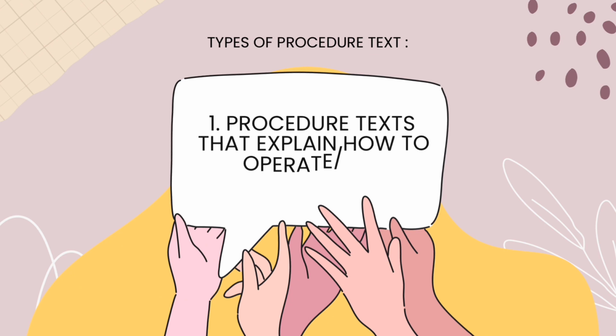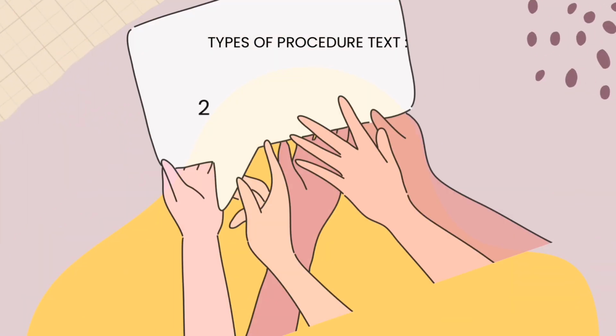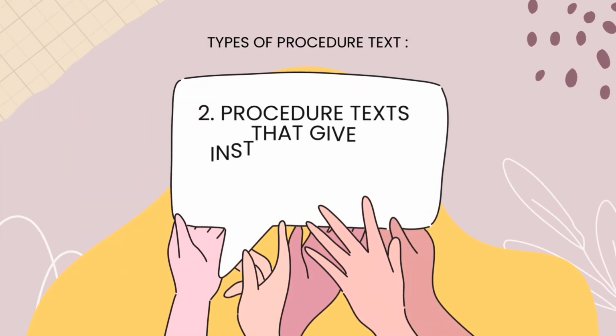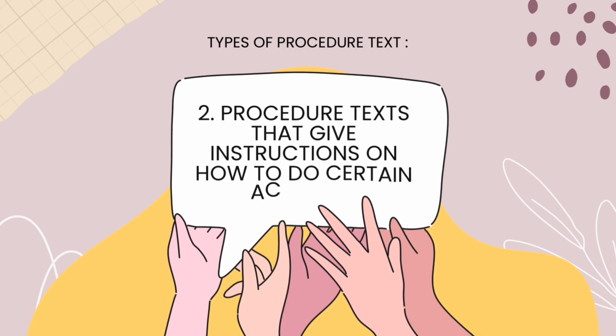Procedure texts are divided into two types. First, procedure texts that explain how to operate or use something. For example, include how to use an air fryer, how to use a dishwasher. And the second, procedure texts that give instruction on how to do certain activities. For examples, include how to play the violin, how to create a website, and how to make rendang.